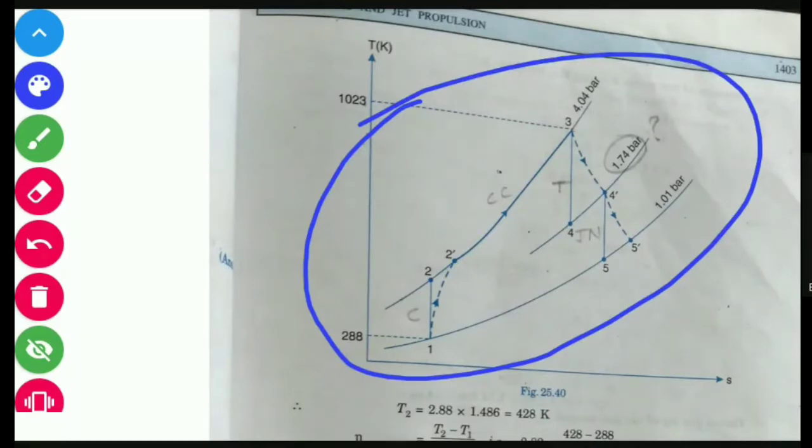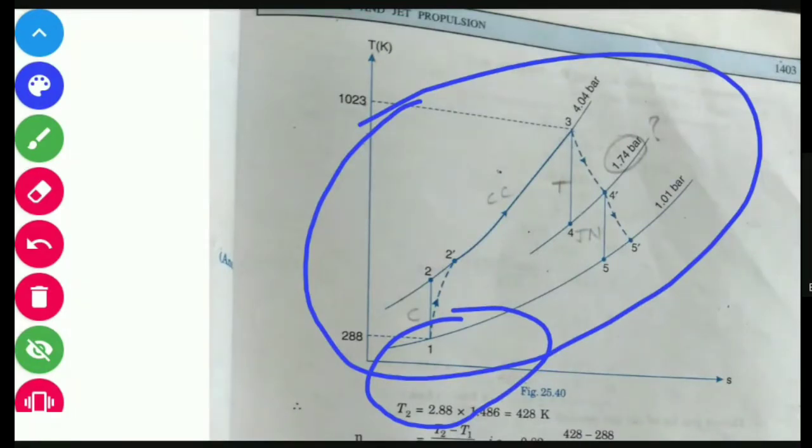Here, actually, we have one more device, that is the diffuser. But in this problem, the diffuser is not mentioned. Then there is no need to consider the diffuser part in the TS diagram. So you have to start from the compressor only. If it is given, you have to consider it. If it is not mentioned in the problem, no need to consider the diffuser, right? That's why you have to start from the compressor.